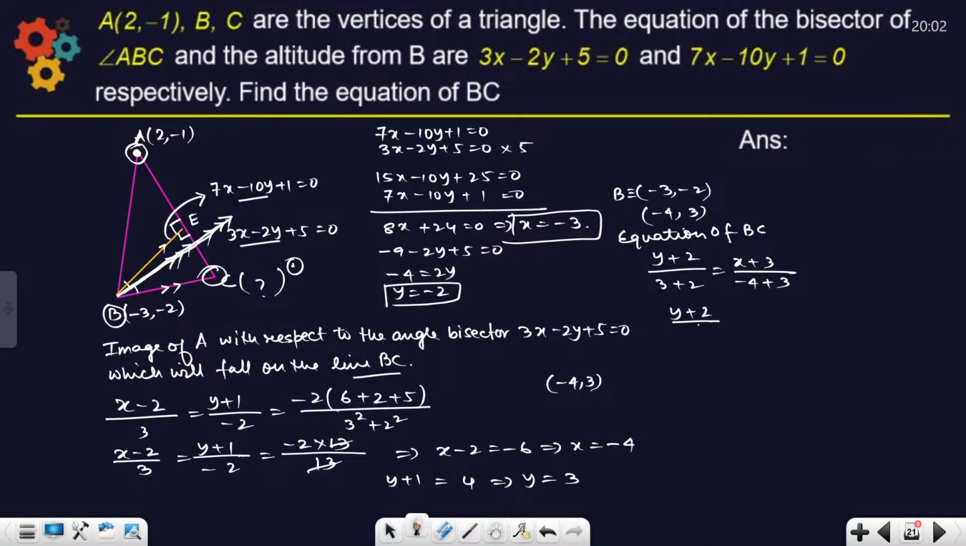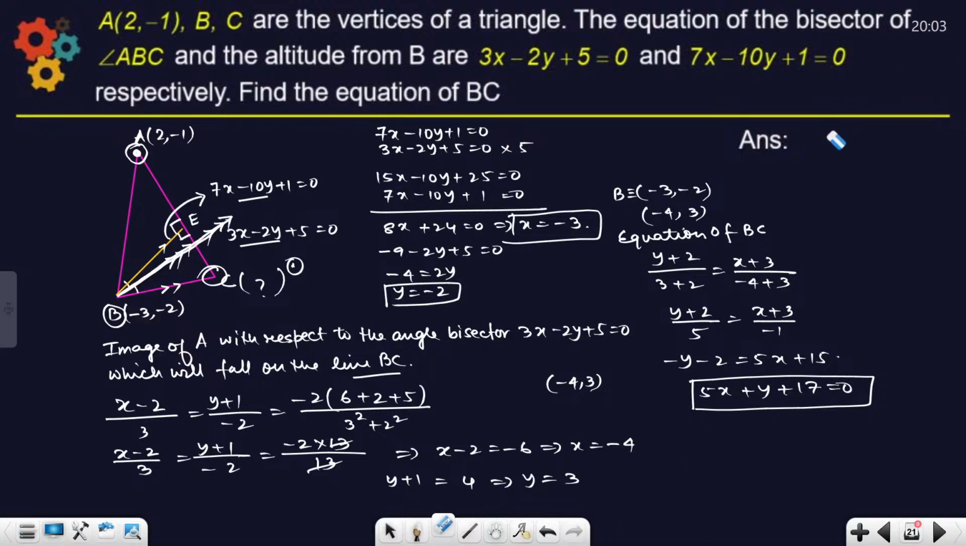So y plus 2 over 5 equals x plus 3 over minus 1. So minus y minus 2 equals, so we are getting 5x plus y plus 17 equals 0. And that will be the equation of BC. Is it clear to all? Have you understood this fact? Okay, very good.